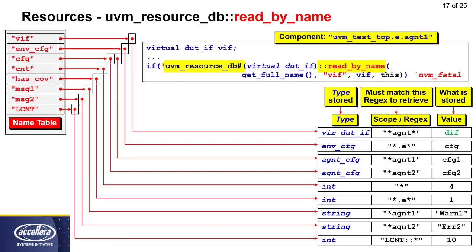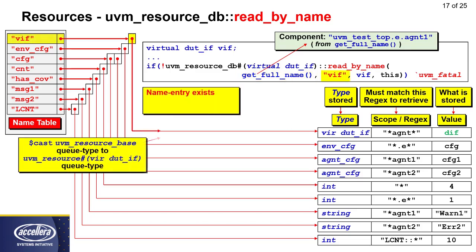The UVM resource DB read by name command is used to retrieve a stored value from the name table. The UVM get_full_name method will return the full path string to the agent that is issuing this command. This will be used as the match string. This UVM resource DB command verifies that it can retrieve a value from the name table stored at the string location VIF. Next, UVM verifies that the resource types match. And finally, UVM verifies that the star agent star wildcard matches the full path name retrieved by the get_full_name method.